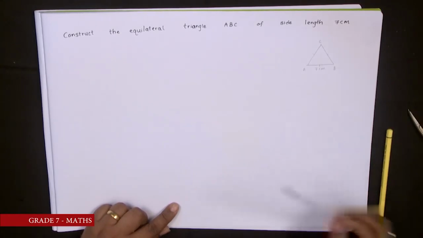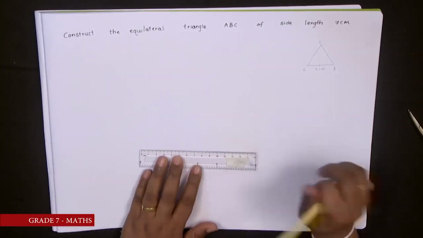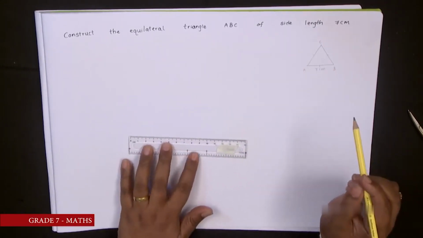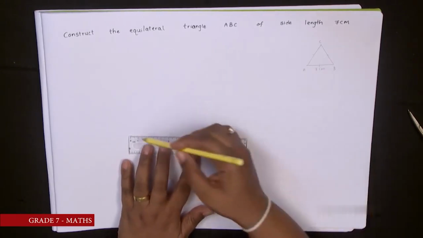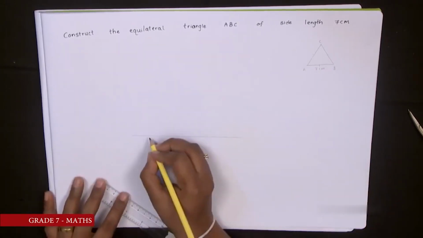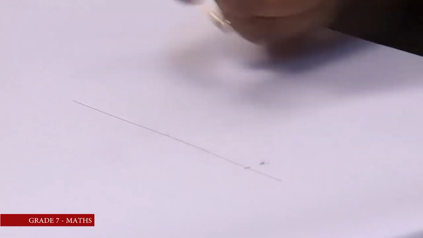So, I will start with the side AB. First of all, I am going to construct the straight line segment AB. So, step number 1, I have to draw a straight line segment. Then, I am going to mark a point on the straight line segment. I will name it as A.